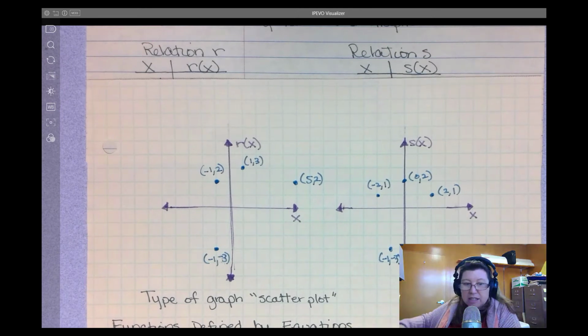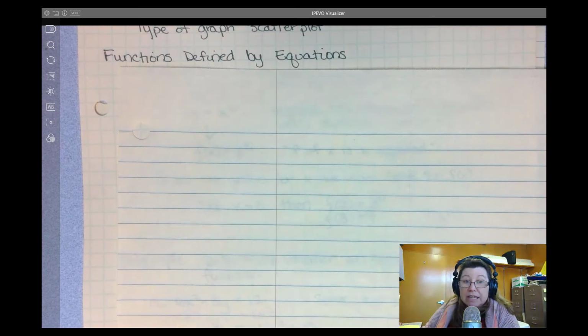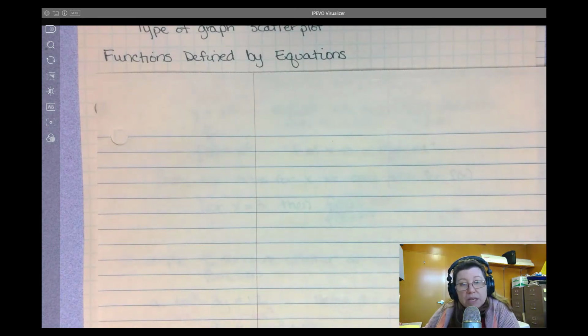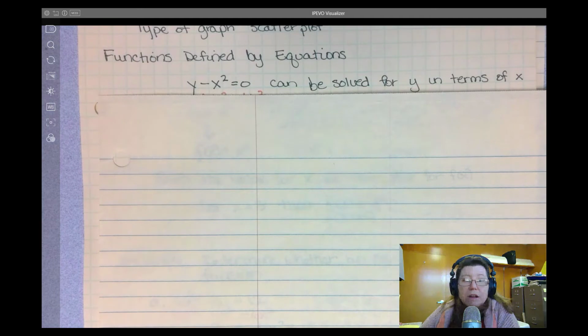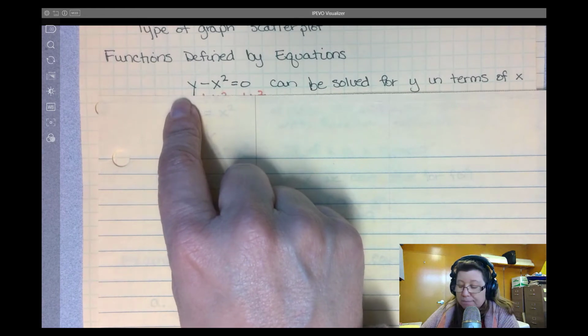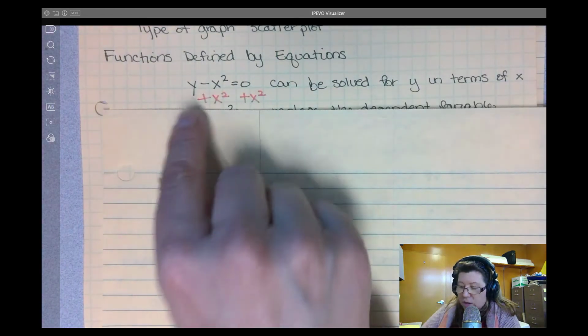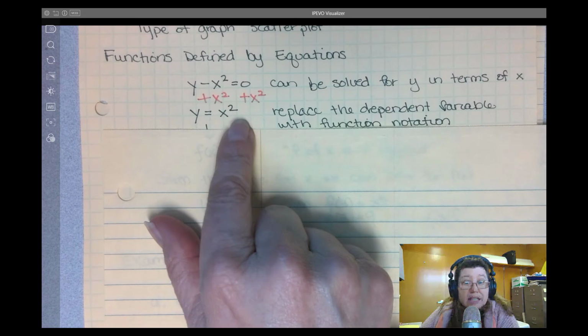Another way to define a function is by equations. Now that's very similar to what we've already seen. So f of x equals 5x plus 3, that was defining it by an equation. So for example, let's start off with y equals x squared, or y minus x squared equals 0. Because we want to put this in function notation, I want the function notation on one side and everything else on the other. Keeping in mind, we are going to replace this y with our function notation. So first things first, I want to get rid of that x squared by adding it to both sides. Now we show y equals x squared.